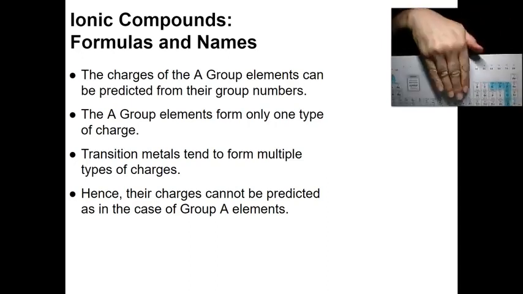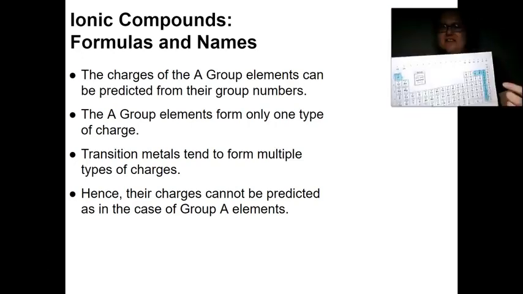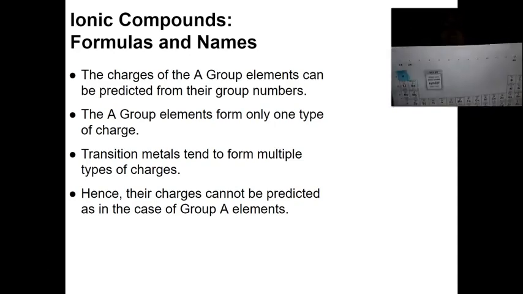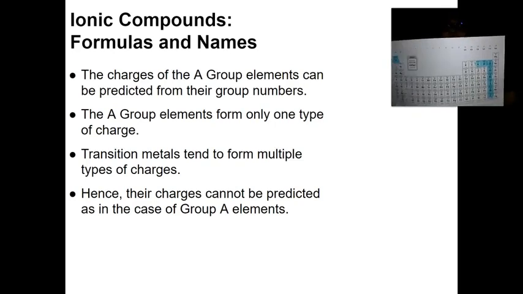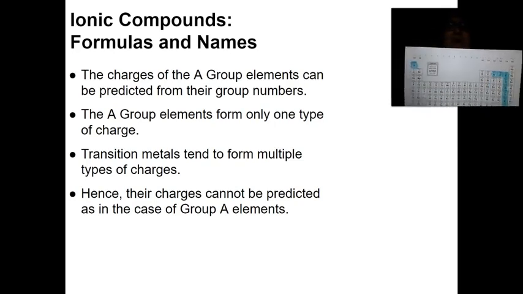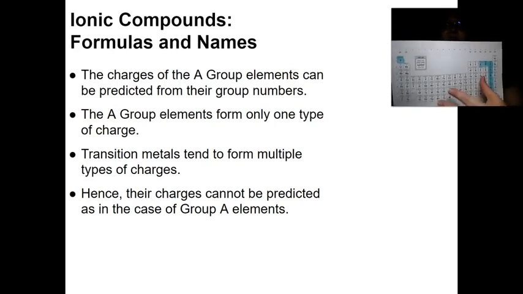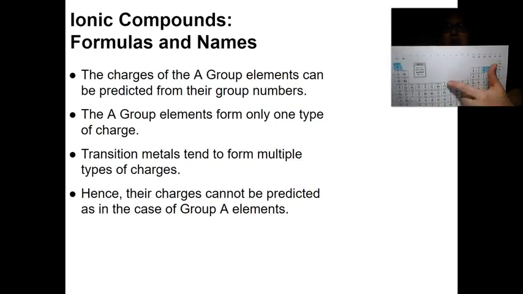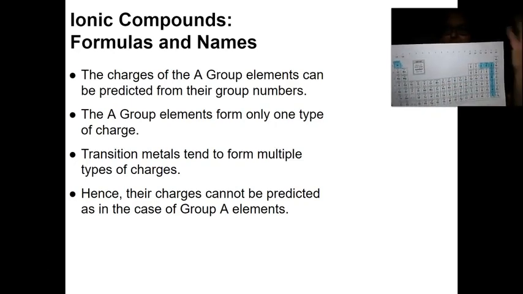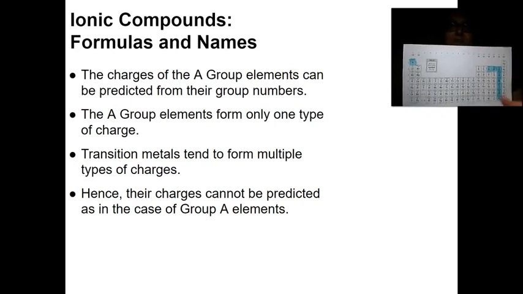The A group elements, everything but the transition metals in the middle, okay? The charges that they become are predicted by those group numbers, the 1A, the 2A. The A group elements always form the same one charge. Transition metals, they're separated in that B group in the system that I like to show, because they form multiple charges. For example, iron could be a 2 or a 3. So we need more information. So it's separated from the rest of the periodic table because of that.